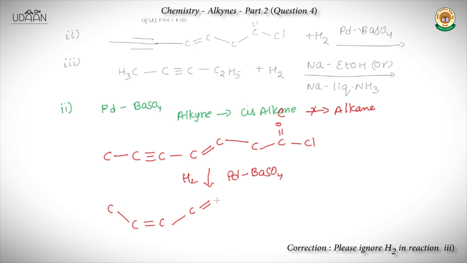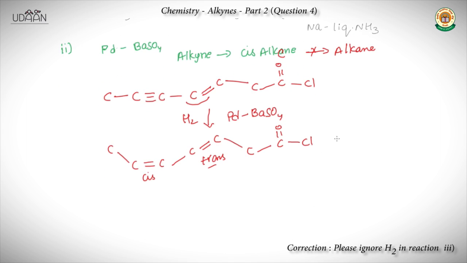trans here. C double bond O, Cl. Now this is trans, this is cis, and this is trans, because it's already trans here and it won't change now. Now if you just stop here, the answer would be wrong.